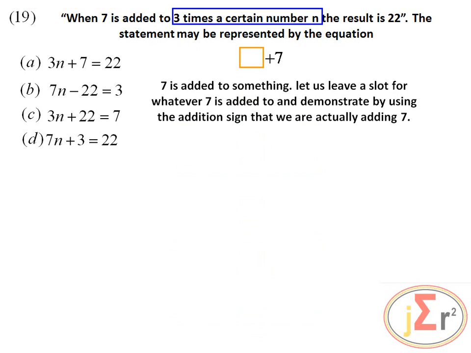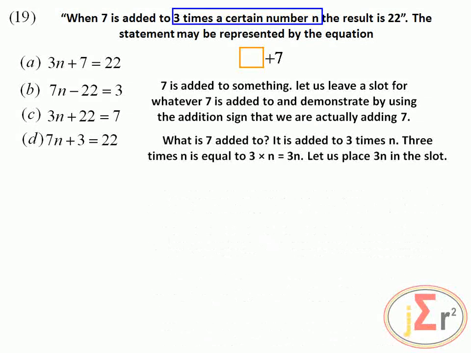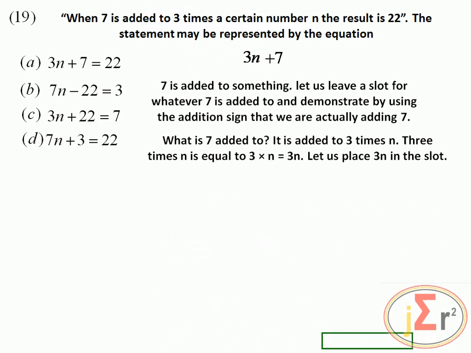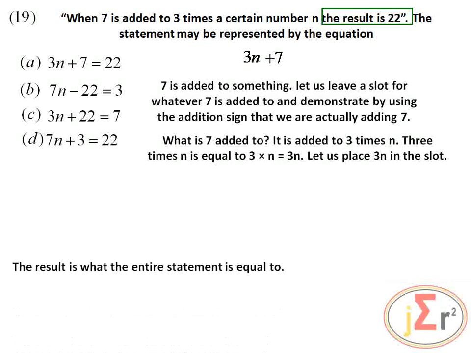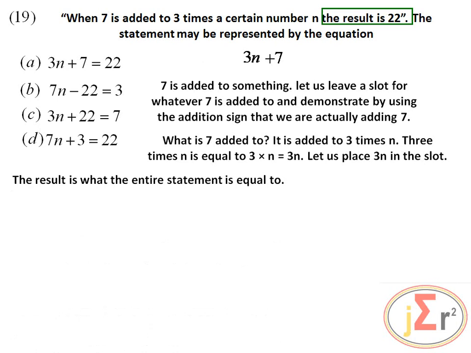3 times a certain number n. What is 7 added to? It is added to 3 times n. 3 times n is equal to 3 multiplied by n, which is 3n. Let us place 3n in the slot. The result is 22. The result is what the entire statement is equal to. It is equal to 22. The correct answer is option A.